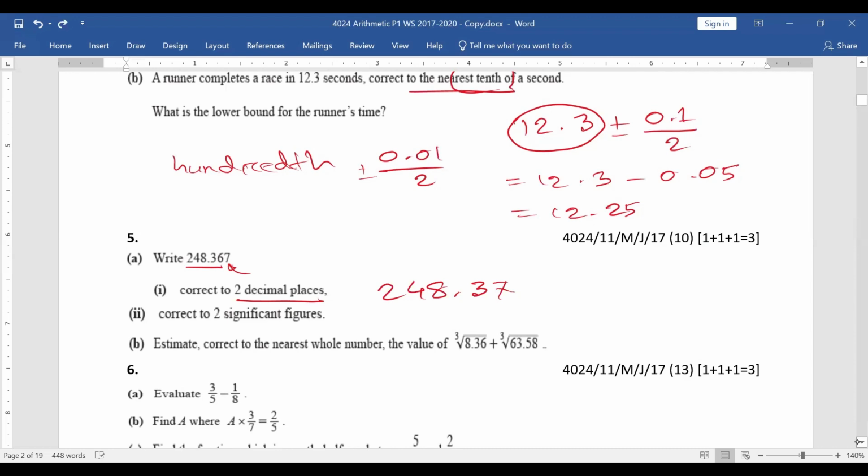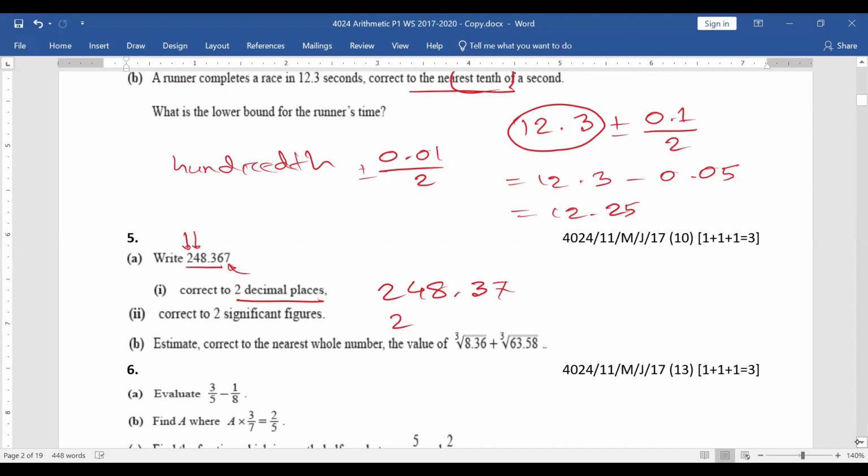And correct to two significant figures. The next question, correct to two significant figures. So look, 248.367. The first significant figure is 2, the very first digit, and the second significant figure is 4. So what is the third significant figure? We have to consider the next significant figure. The next significant figure is 8, and as 8 is 5 or more, we have to add 1 to the previous digit.